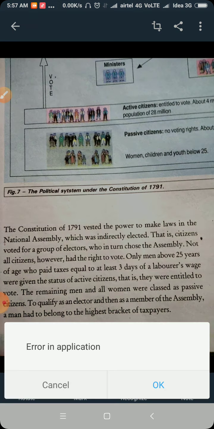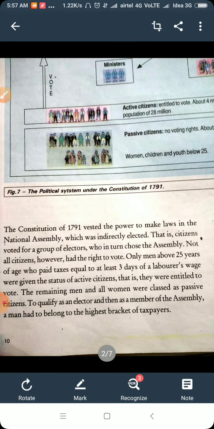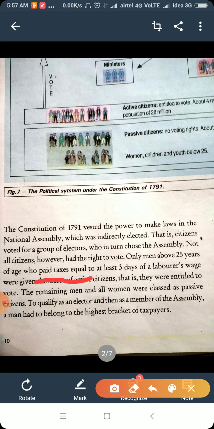As you know, in our universal adult franchise, the age is 18 years. An 18-year-old person has the right to vote, but there it was kept that 25-year-old people were allowed to vote, especially those who paid taxes equal to three days of labor wages. They should be regular employees, and after that they have the right to cast their vote. So they were given the status of active citizens, which is why they were entitled to vote.